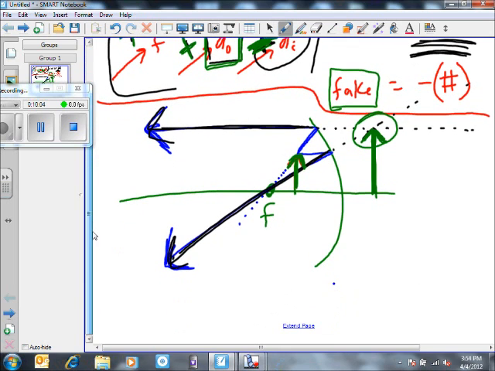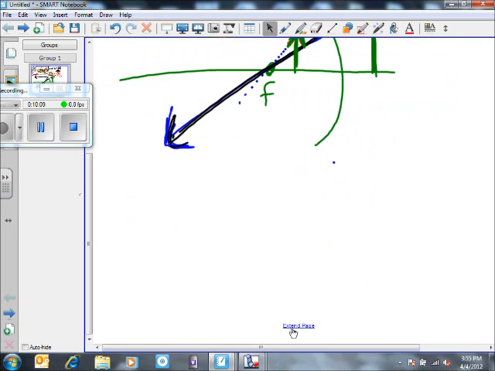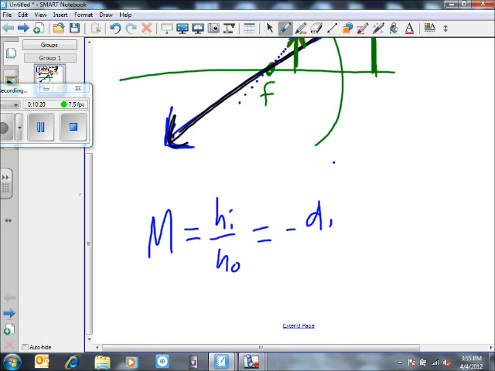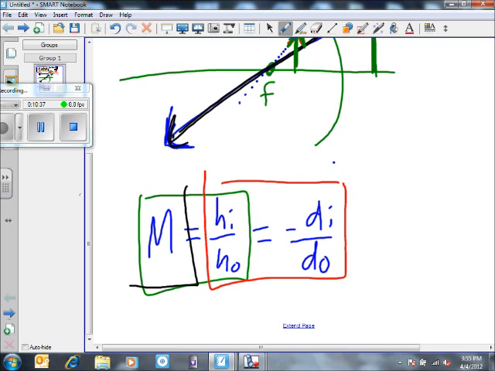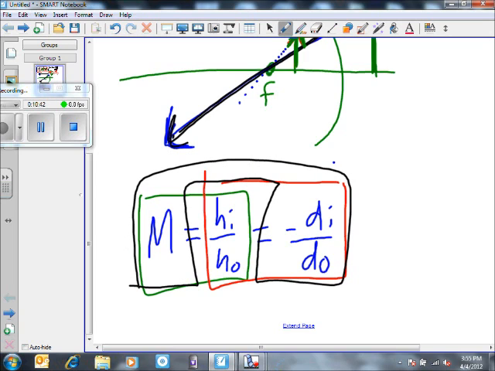Now that we're on this, I want to show you the other formula that's on that worksheet. And that other formula is this. Magnification equals h_i over h_o equals negative d_i over d_o. So this is really three relationships. Here's one formula. Okay. Here's another formula. And then the last formula is this. So we can see there's actually three formulas there.